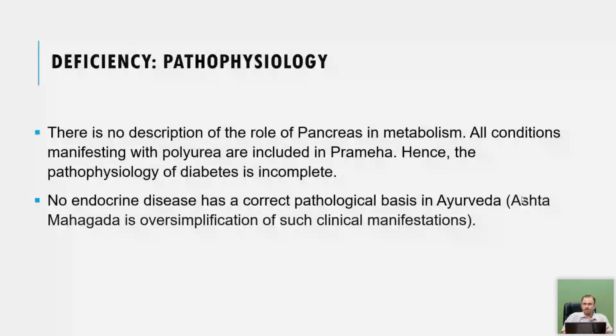Similarly, no endocrine disease has a correct pathological basis in Ayurveda. Many scholars argue that Ashtamahagada is indicative of endocrine disorders. It may be, it could be, but it is an oversimplification of such clinical manifestations. There could be several other conditions where similar clinical manifestations can be observed. It is not only limited to endocrine disorders.